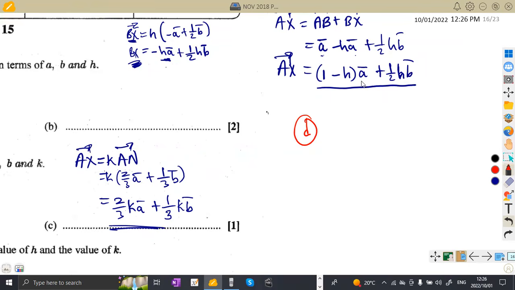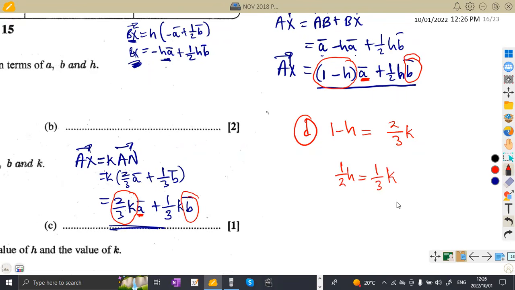How do I formulate? I equate the A to the A here. What is affecting A here? It's 1 minus H. It must be equal to what is affecting A on the other side, which is 2 over 3K. You move on to B. This is what is affecting B, which is half H. So half H is equal to what is affecting vector B on the other side, which is a third K. So these are your equations.